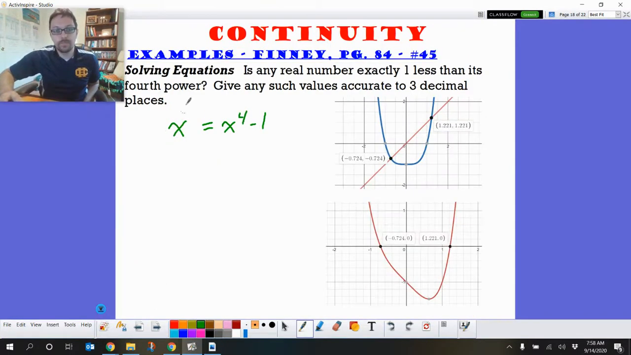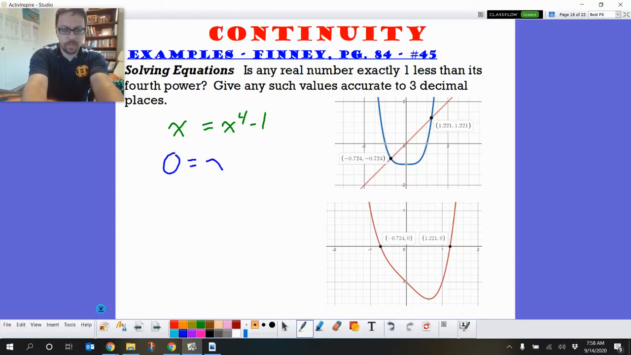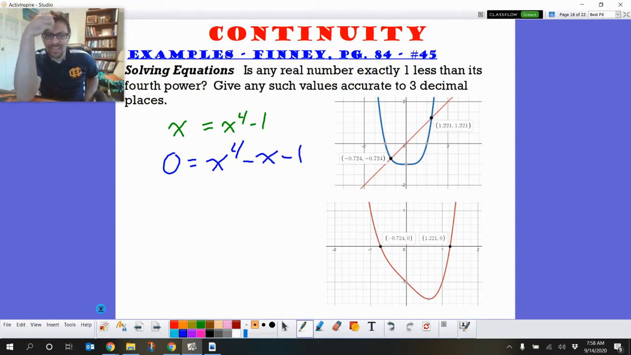Check this one out. Any real number exactly 1 less than its 4th power. So I want to know where x is going to equal x to the 4th minus 1. For this, if I wanted to solve this equation, I would get this thing equal to 0, x to the 4th minus x minus 1. And that's not something I can factor really nicely. But I feel like this should work. This should be a solvable equation.